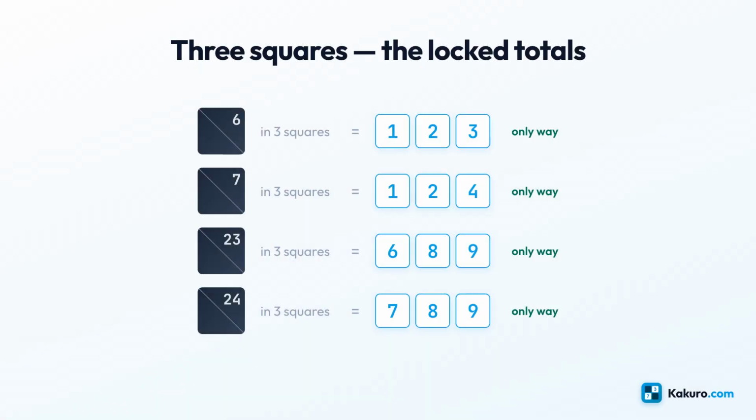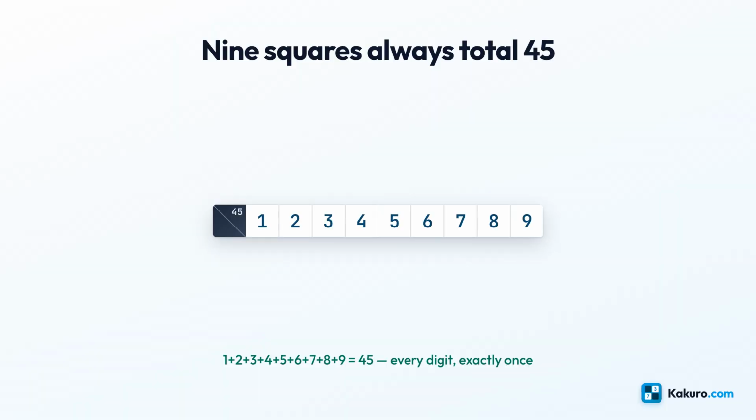The same thing happens with 3 squares. 6 can only be 1, 2, and 3. 7 can only be 1, 2, and 4. And at the top end, 24 can only be 7, 8, and 9. Learn just those, and you will always have somewhere to begin.